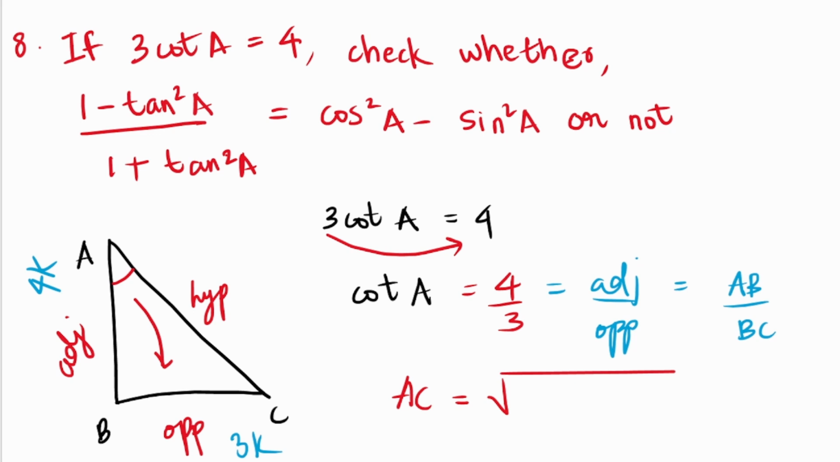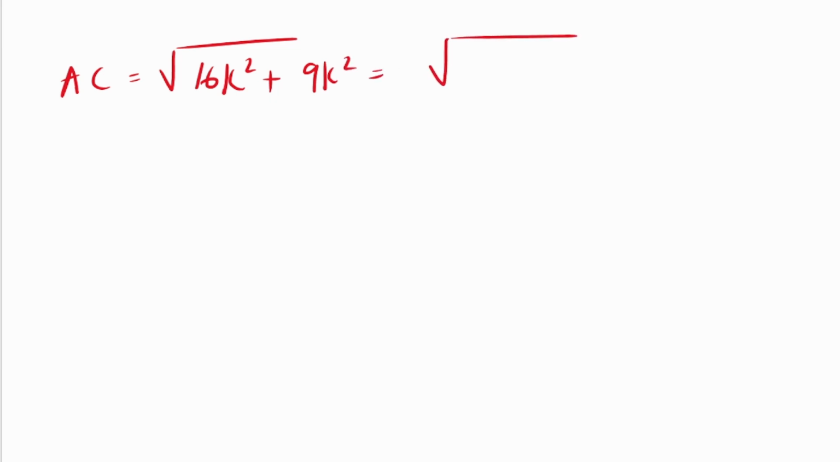So we are taking this K because, as mentioned earlier, that is a ratio. To find ratios, you need to have a constant K. AC is the adjacent side square plus the other side square, which is 4K whole square plus 3K whole square. We get AC as 16K square plus 9K square. 16 plus 9 is 25, so 25K square. 25 and K square are both perfect squares, so we take it out of the root and we get 5K.